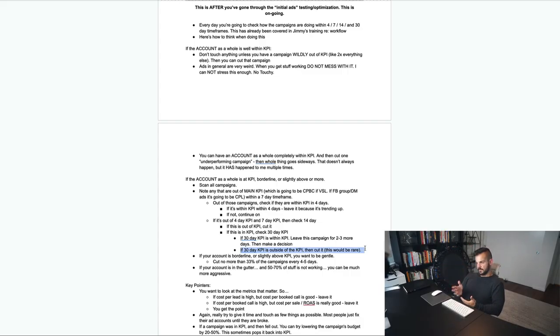Now, after going through this, you might have noticed what is almost an easier thing to do and a little bit less granular: just make decisions based on a 14-day window process.